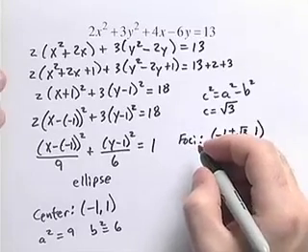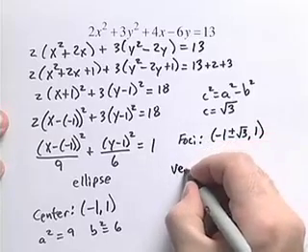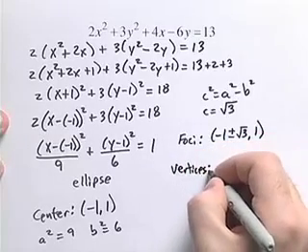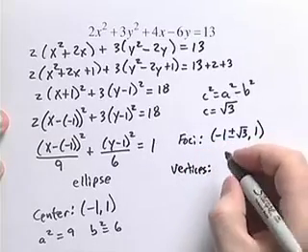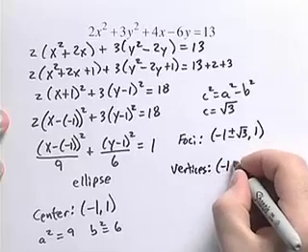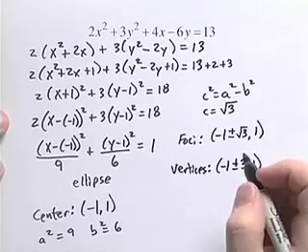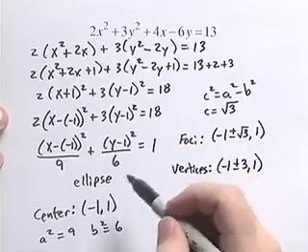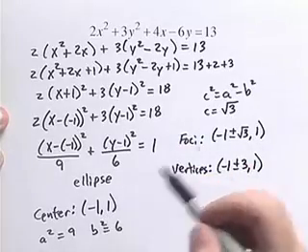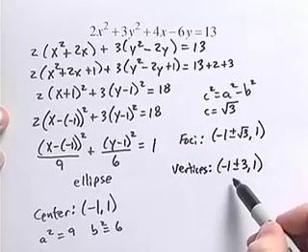The vertices of our ellipse are going to be at negative 1 plus or minus 3, comma 1. So this conic is an ellipse. The center is negative 1, comma 1. We have these foci and these vertices.